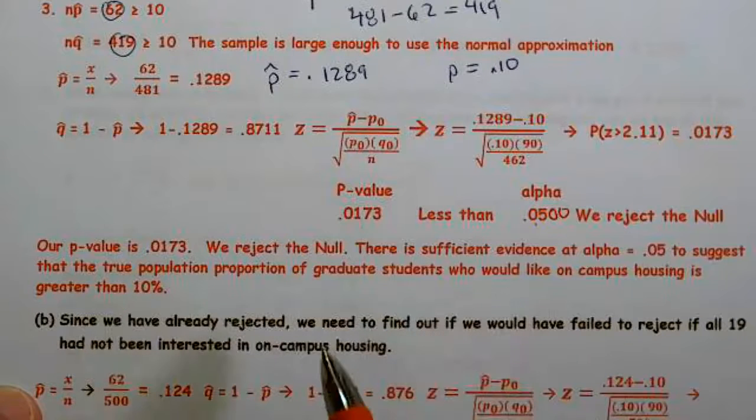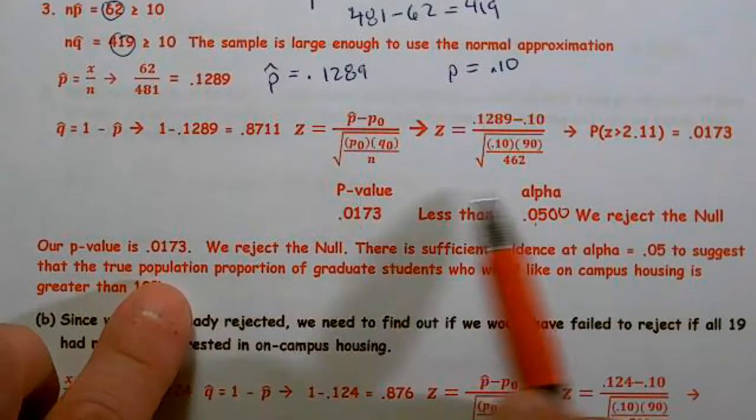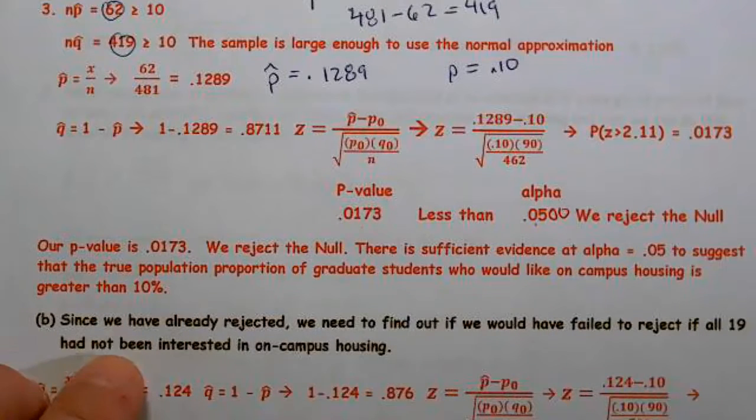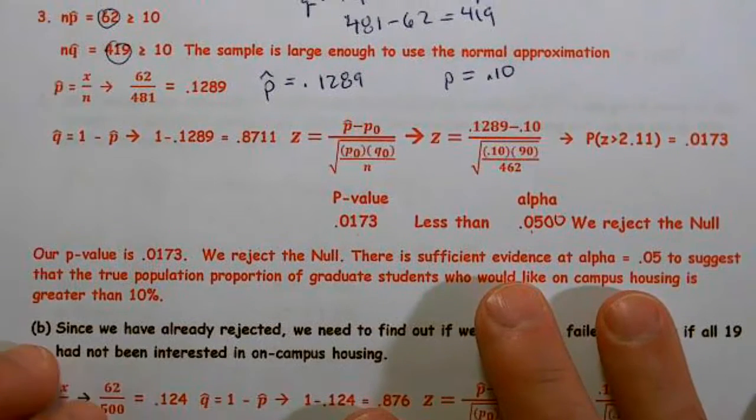Okay. So to me, based on an alpha of 0.05, more than 10% of the population would like on-campus housing, right? So this is a change.